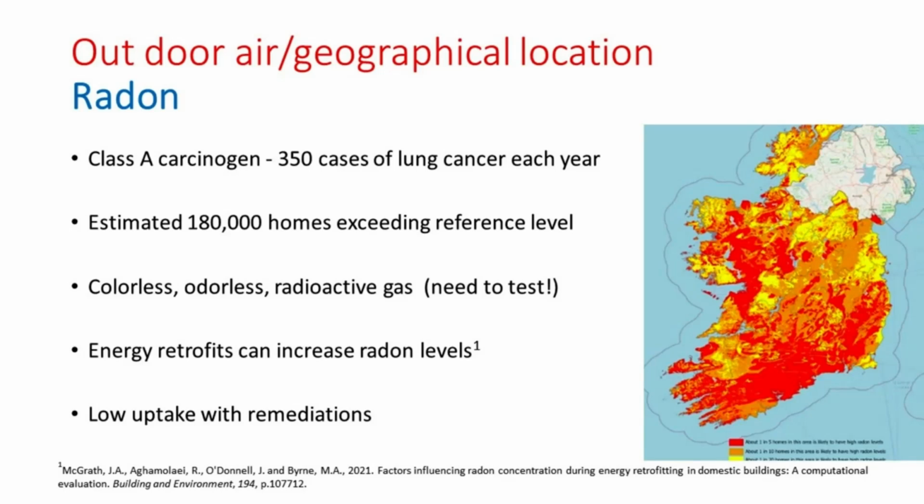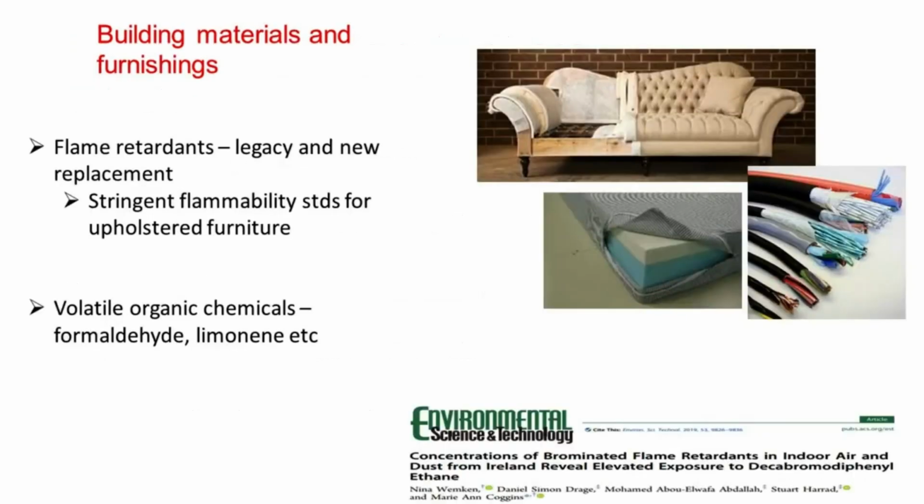And then finally, building materials and furnishings. This is almost like low-hanging fruit, I think, because we're bringing materials into our homes all the time, and they're off-gassing various volatile chemicals, and they're creating an issue. If we could control this at source, then we could definitely help avoid some of these issues, and not try and fix it with ventilation, even though we do obviously need ventilation for other reasons.